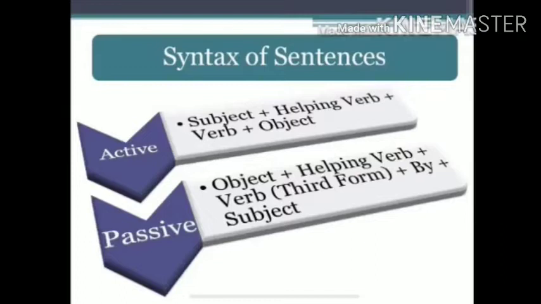So the subject which was first in the active sentence will go last in the passive sentence, and the object which was last in the active sentence will come first, in the place of the subject, in the passive sentence. In active sentences we have the verb's first form, but in passive sentences it converts to the verb's third form. That is very important, right? The helping verb we have to use is suitable to the passive sentence. This is how the structure changes from active sentence to passive sentence.